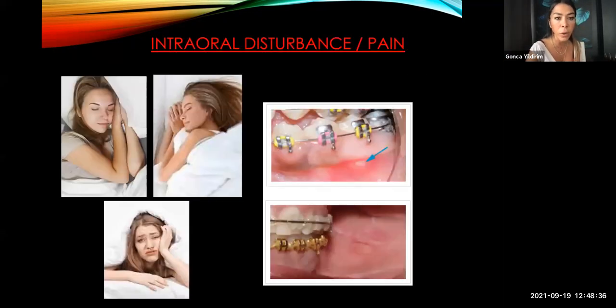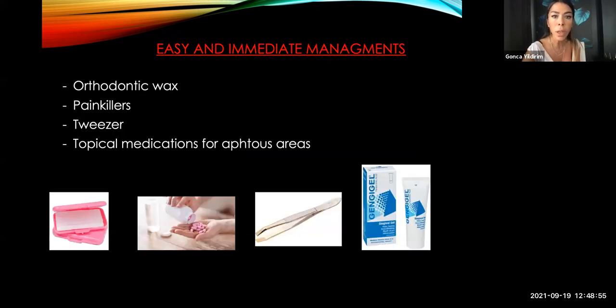As we see, according to the sleeping side or hand position, you apply pressure to your cheek and intraoral areas with the braces. And as you see, these are the aphthous tissues and the rubbing areas of the braces according to the pressure sides. What can we do immediately? How can we solve those situations?